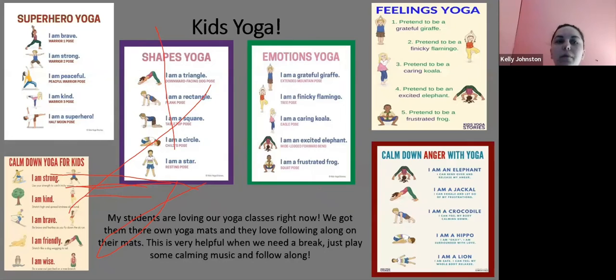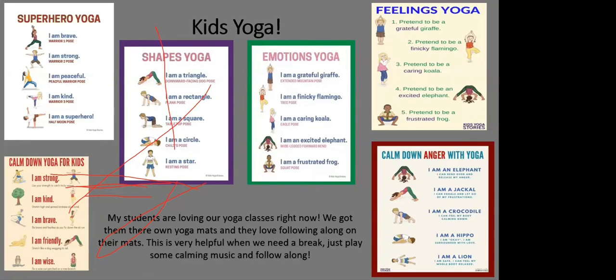So we have our superhero yoga, calm down yoga for kids, shapes yoga, emotions, feelings, and then another calm down with some animals. There's so many different yoga things out there that you can find. And again, it's just when we're really overwhelmed, we're crazy, we need a break, we put on some calming music and we do some yoga.